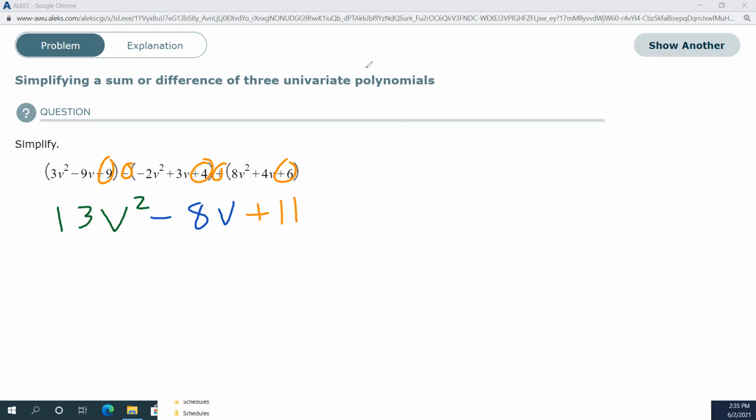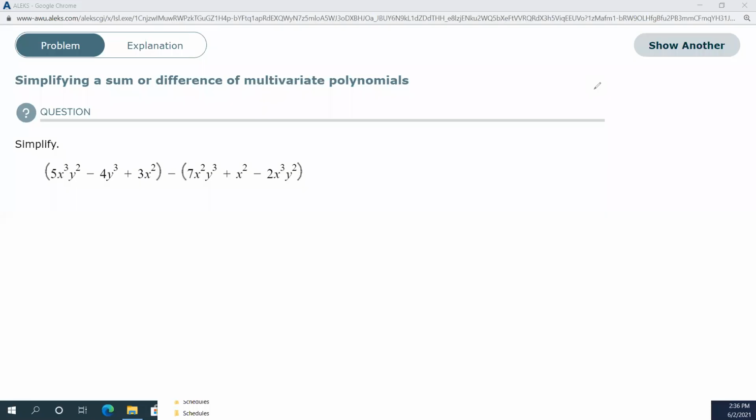Now on the next one, I'll do it a slightly different way, showing more work, and then you can do it either way. That way you'll see both ways that I'm familiar with. Now on this one, the main difference is only that instead of just x's, we've got x's and y's, but not a big deal. But we do have subtraction in between. So again, we can only combine like terms.